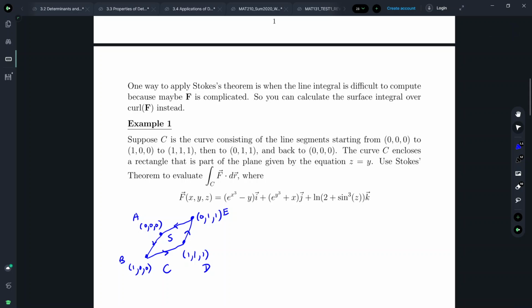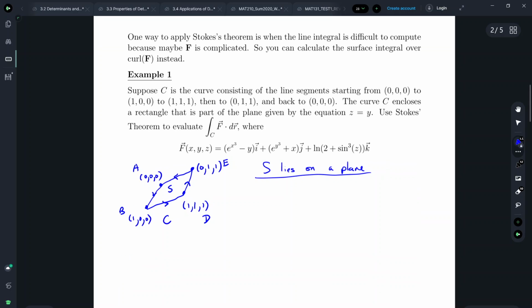Okay, so S lies on a plane. Right, so we need to determine this plane. So we need a normal vector. I can take 2 vectors in the plane, and their cross product will give me the normal vector. So let's say I take vector AB. The vector AB would be B minus A to calculate, right? So that'll be 1, 0, 0.